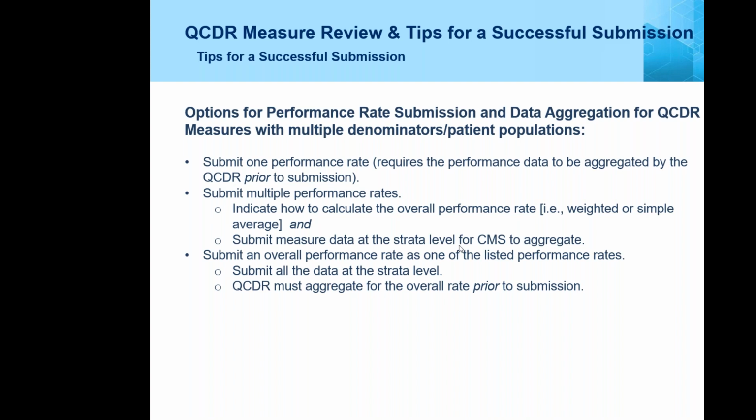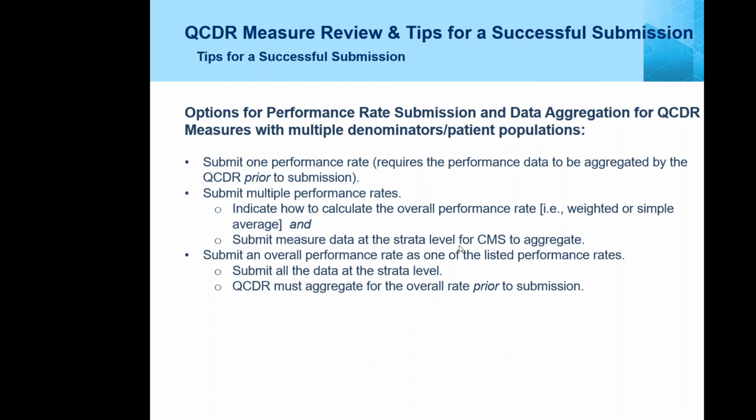If you're submitting multiple performance rates, so for example, you have 6 performance rates, and you want to say that the overall performance rate, because there's only one performance rate that actually is going to be reported for the measure, you have to indicate how that overall performance rate needs to be calculated, meaning like a weighted or a simple average. Then the responsibility of the QCDR is to submit the measure data at the strata level, and then CMS will aggregate that data and calculate the overall performance rate.